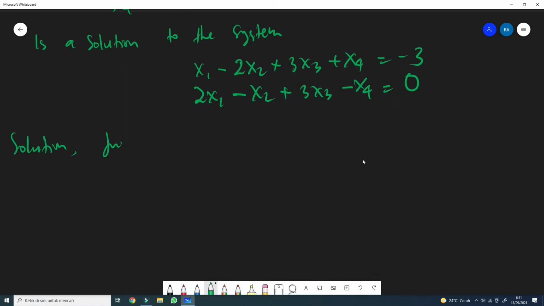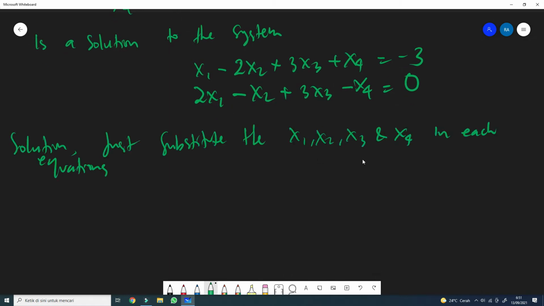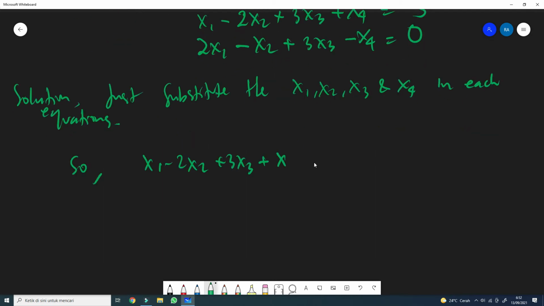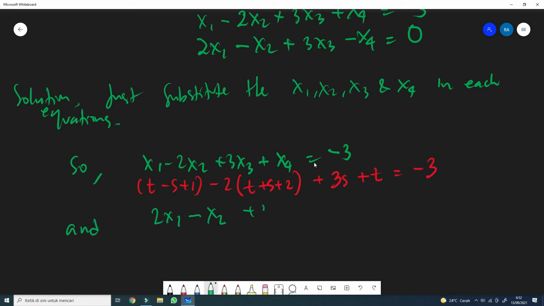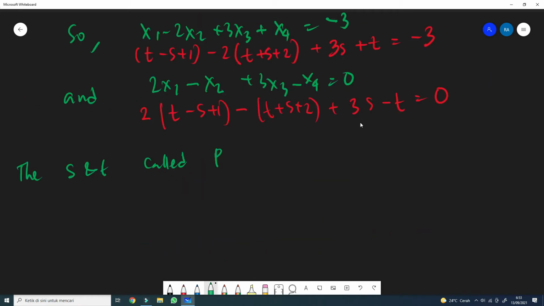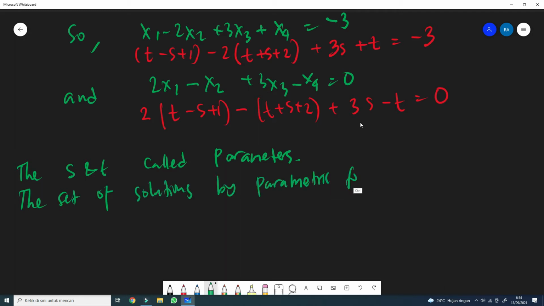The solution is just to substitute x1, x2, x3, and x4 in each equation. So the first equation will become like this, and the second one will become like this. The s and t are called parameters, and the set of solutions given by parameters is called the general solution.